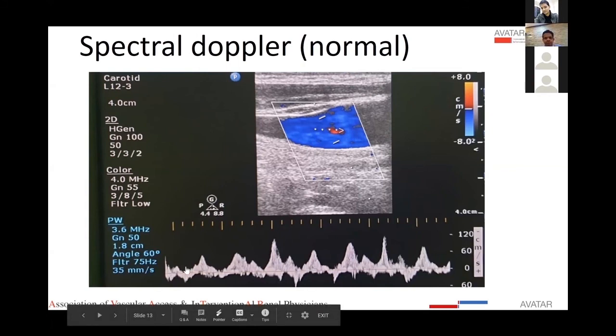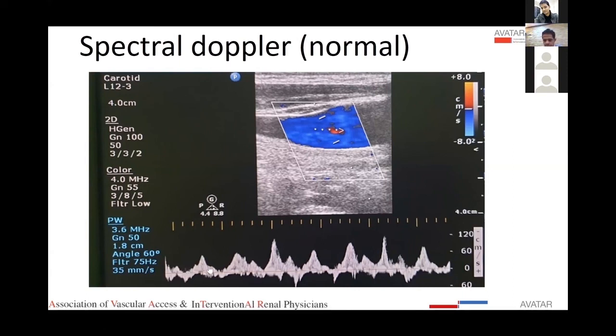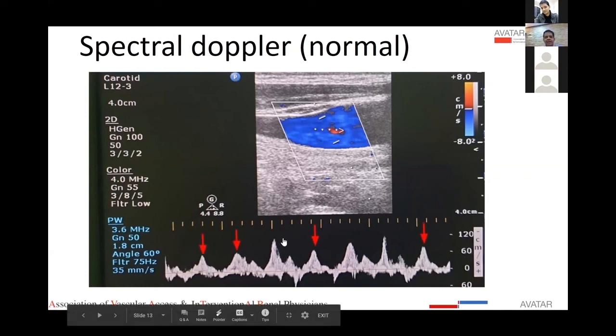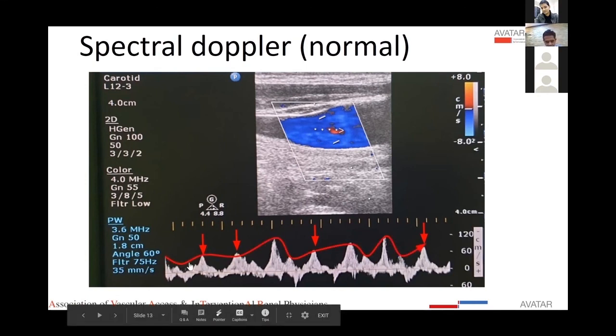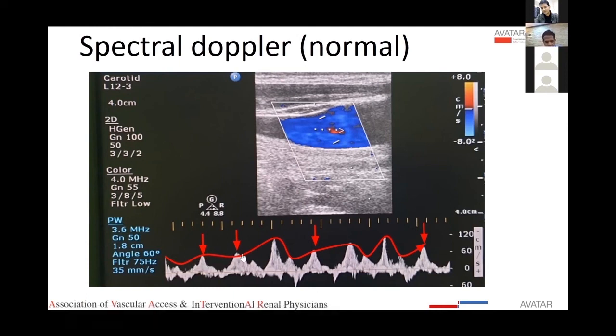spectral Doppler waveform. And there are two types of variations in this. This is the cardiac pulsatility. As we can see, every time the heart beats, it is transmitted to the central veins through the RA, and these peaks are because of the cardiac pulsatility. Superimposed on that, there is a respiratory variation because the venous return is phasic, depending on the respiratory phase. So as we can see, some peaks are shorter, some peaks are taller, and this is a respiratory variation that is seen. So this is a normal venous waveform.